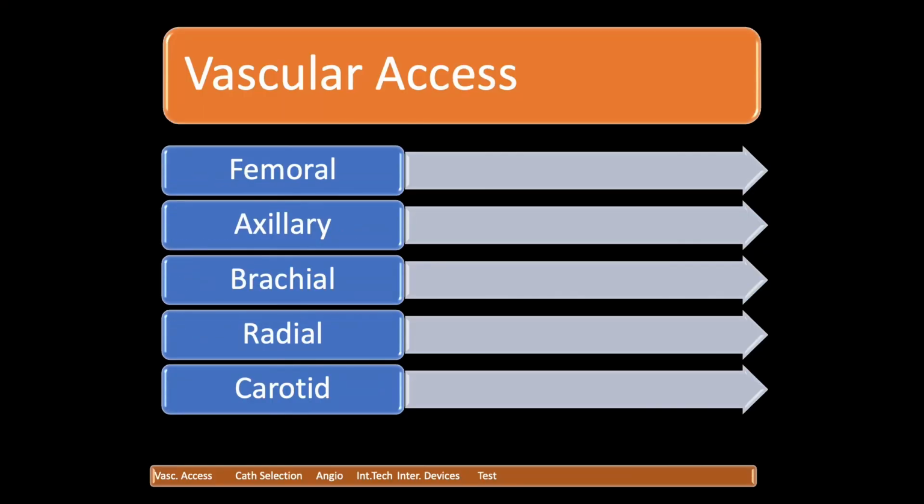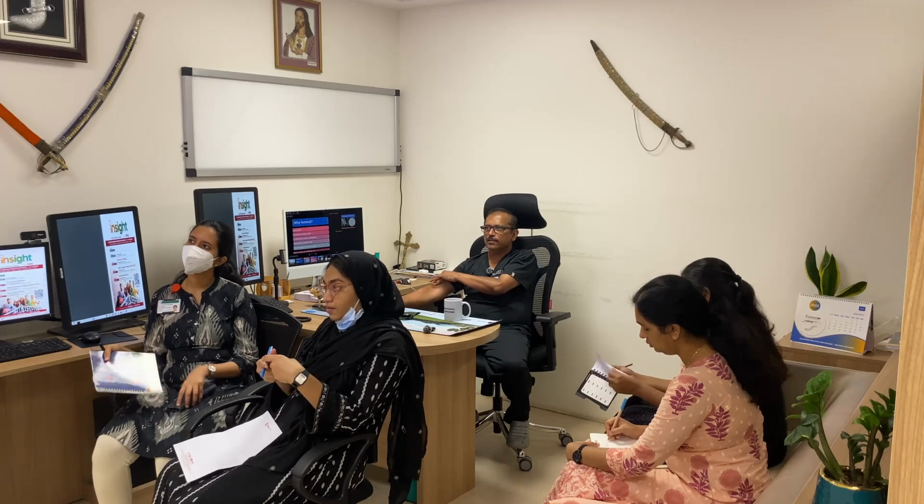So vascular access, you can take any of the arterial access. Artery means femoral, axillary, brachial, radial and carotid, of which we prefer to do femoral. Why femoral? Any questions, any ideas? I'll tell you some 5 explanations for that. Because I wanted to finish it faster. Otherwise, I would have explained it to you.